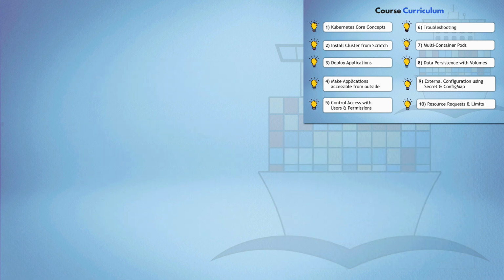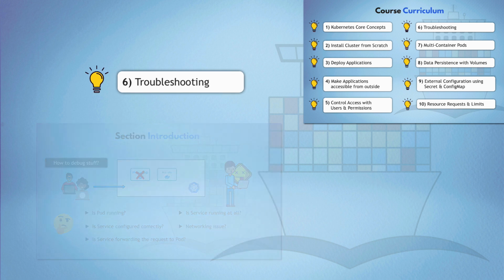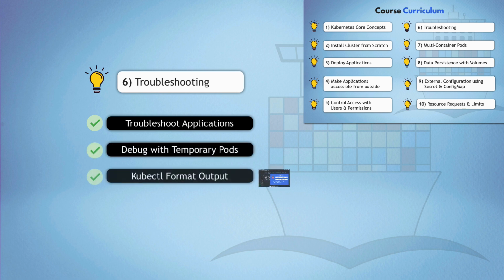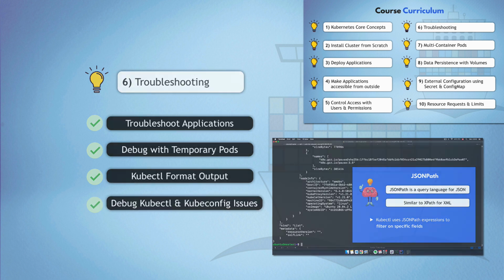When working with Kubernetes, things will go wrong. So everyone using Kubernetes should learn how to properly debug and troubleshoot the cluster. So you will learn about different ways of troubleshooting and debugging in Kubernetes using temporary pods, kubectl formatting, and also how to debug and fix kubelet service issues, etc.